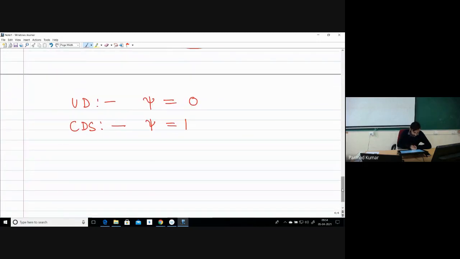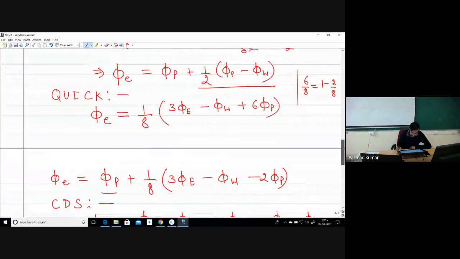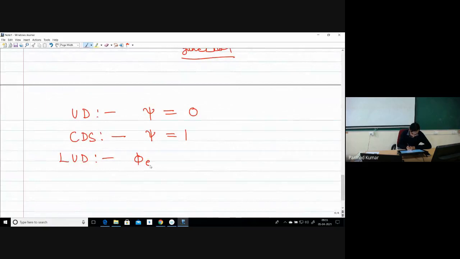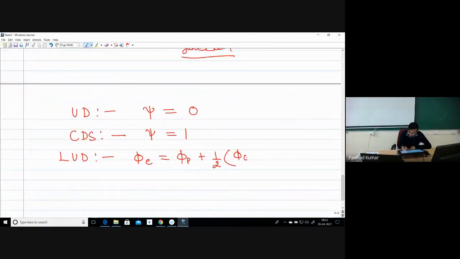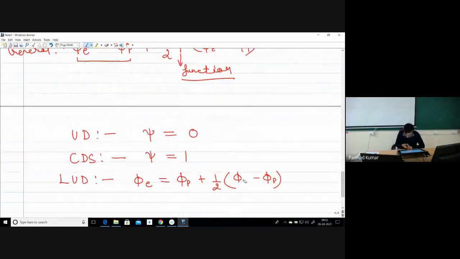Now let us consider our linear upwind differencing scheme. For the linear upwind differencing scheme, we have the expression phi E equal to phi P plus half of phi E minus phi P. No, sorry sir, phi P minus phi W. I'm sorry, sir, phi P minus phi W. The earlier one was for CDS. Phi P minus phi W.